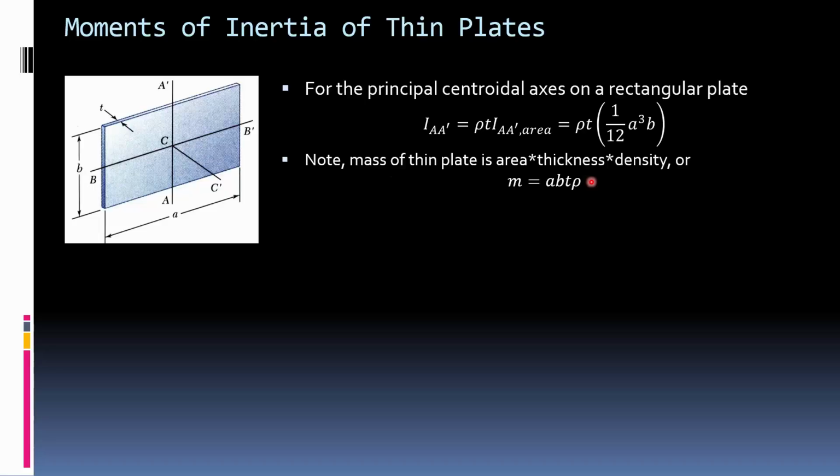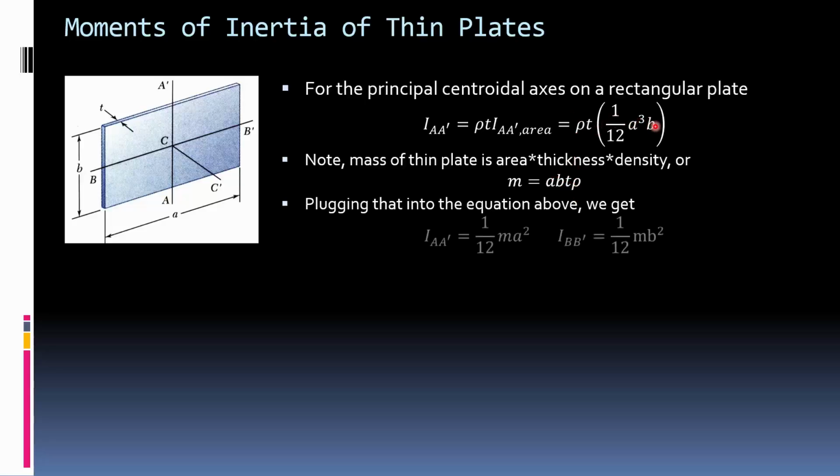Okay, sorry, that gives you its mass. So plugging that into the equation, the rho t is going to cancel out, and you're going to lose some of this stuff, and you get that the I_AA is 1/12 M A squared. So although this is totally true, it's not overly helpful.